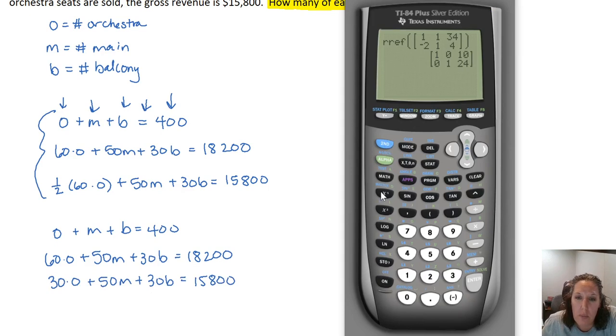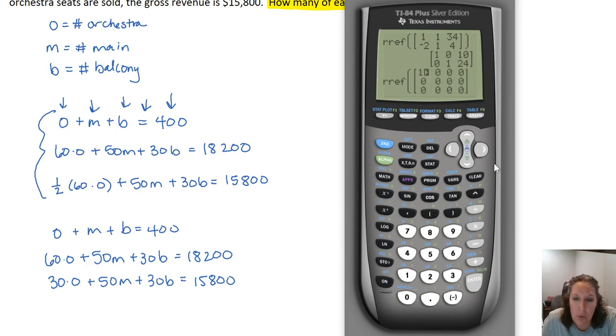We're going to go to our matrix menu, and we're going to scroll over to Math, and scroll down to RREF, Reduced Row Echelon Form is what that stands for. And then we're going to do Alpha Zoom. This one we have 3 equations, so we're going to have 3 rows. And here we have 3 variables plus our constant, so we've got 4 sets of numbers.